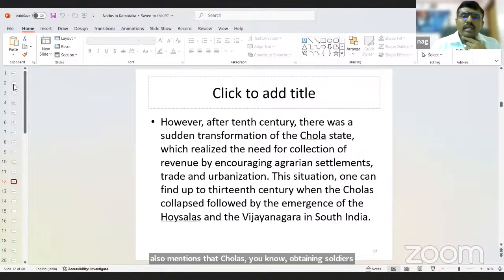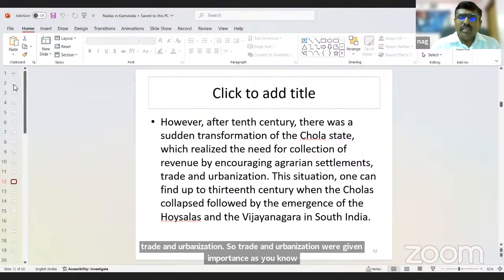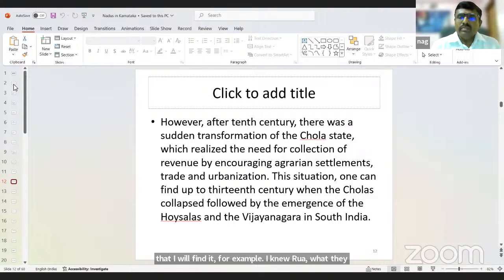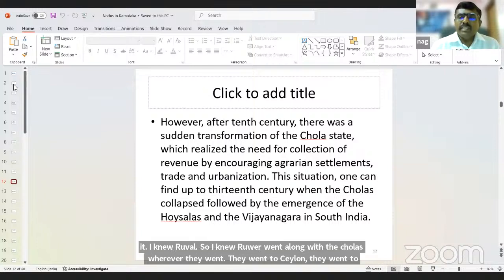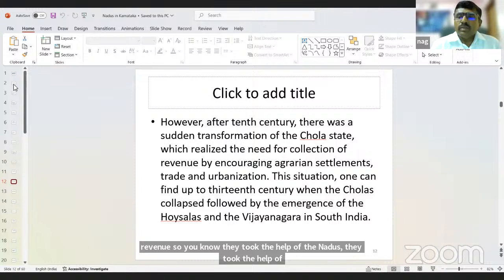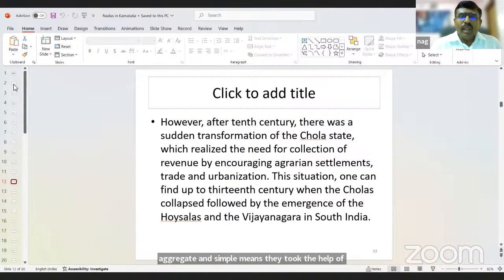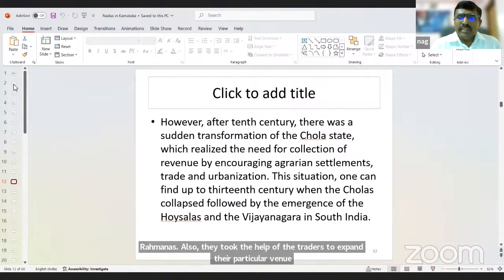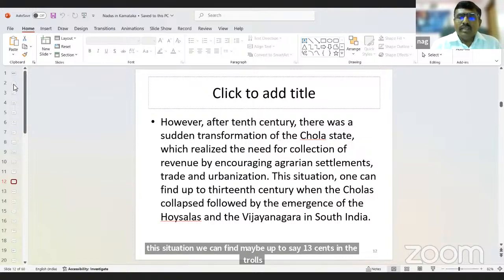Now, this led to the expansion of agrarian settlements, trade and urbanization. Trade and urbanization were given importance. The Ayyavole 500, for example, the Ainnurruvar, as they are called, went along with the Cholas wherever they went. They went to Ceylon, they went to Southeast Asia. We find all these regions they visited. The Cholas wanted to increase their revenue, so they took the help of the Nadus, of agrarian settlements, of Brahmanas, and of the traders to expand their revenue. This situation we can find up to about the 13th century, when the Cholas declined. Then there was the emergence of the Hoysalas and Vijayanagara in South India later.